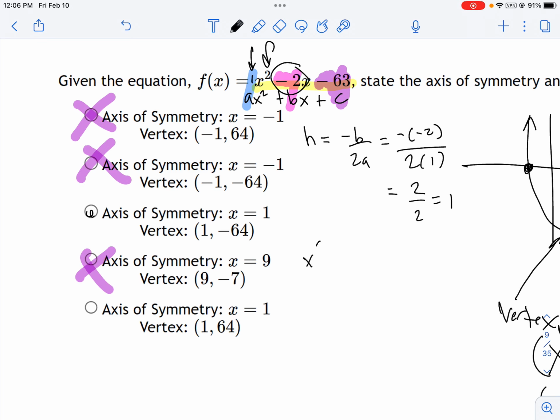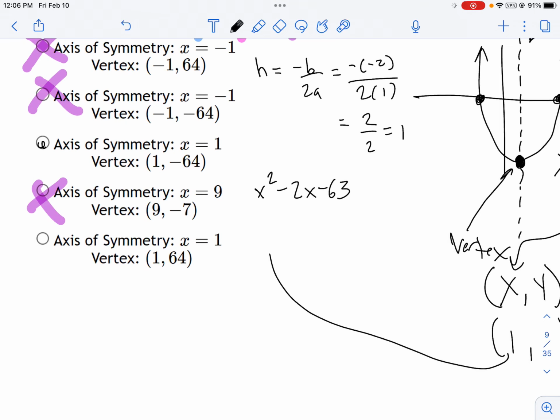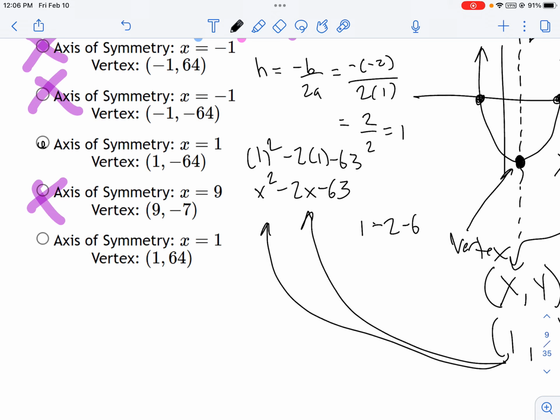So we have the equation x squared minus 2x minus 63. Like I just said, you plug in x, you get out y. So if we do 1 squared minus 2 times 1 minus 63, 1 squared is 1. Negative 2 times 1 is negative 2, then minus 63. So we have negative 2 minus 63, that's negative 65. 1 minus 65 is negative 64. And there you have it, that is your final answer. Because you plugged in 1, you got back negative 64. That is the coordinate point of your vertex.